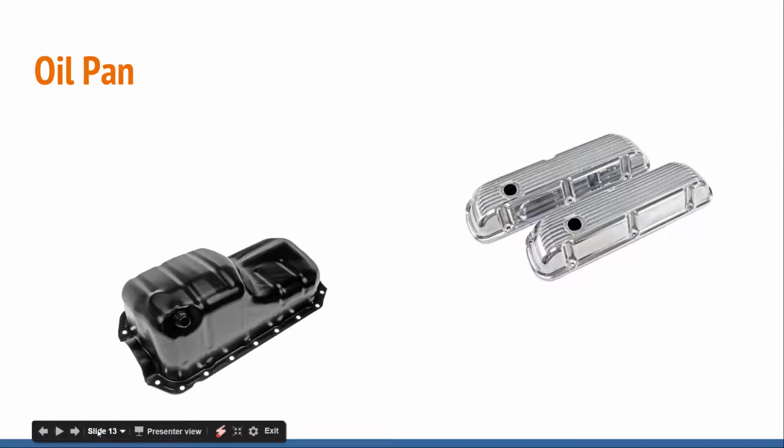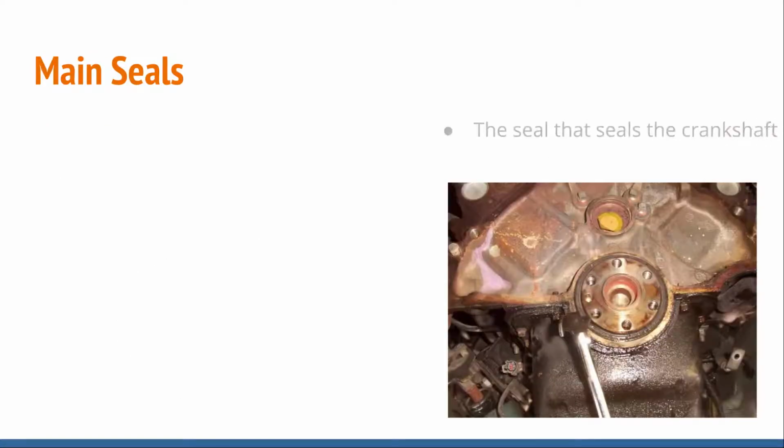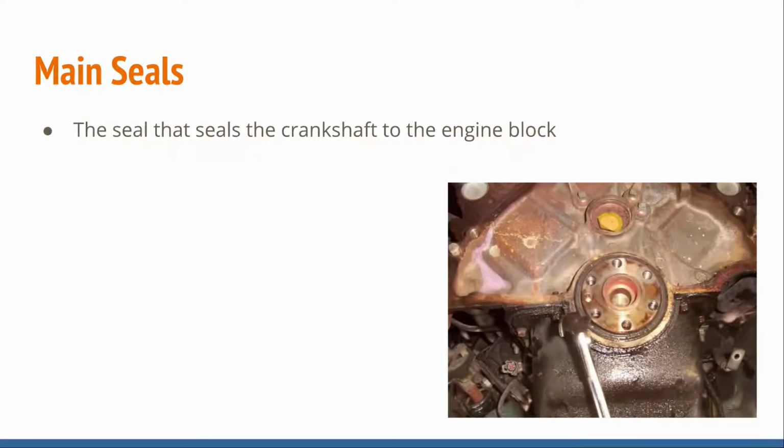Oil pan, pretty straightforward. That's what your oil pan looks like. Sometimes it has an actual gasket, sometimes it's silicone down right here. It just holds the oil. Your oil pickup tube sits in it. Valve covers, they're going to bolt on top of your cylinder heads, and they're protecting and keeping the oil in there.